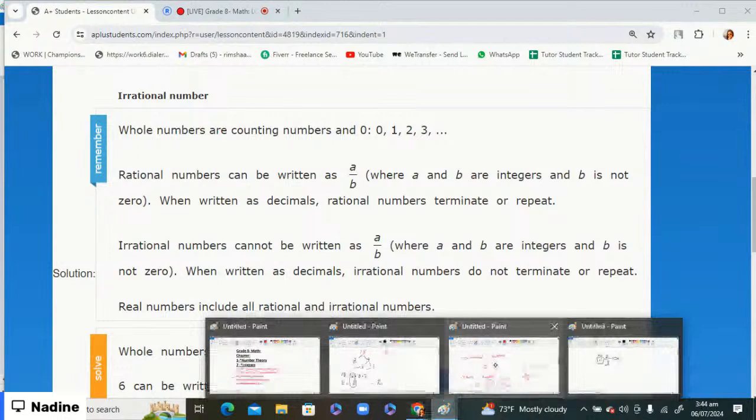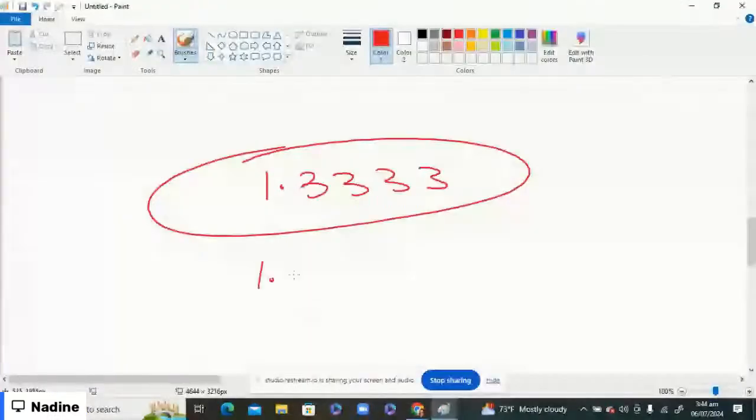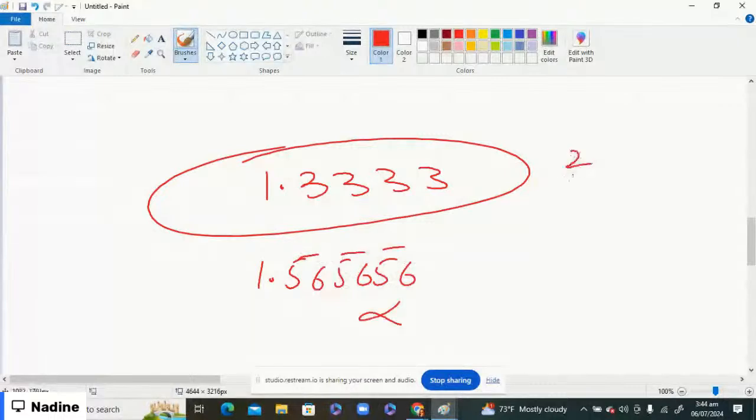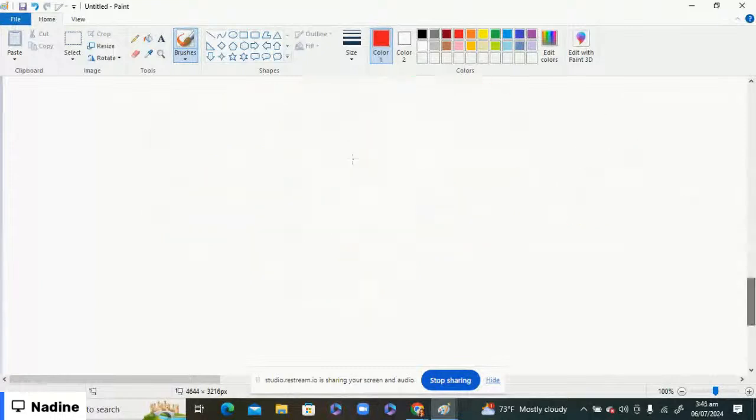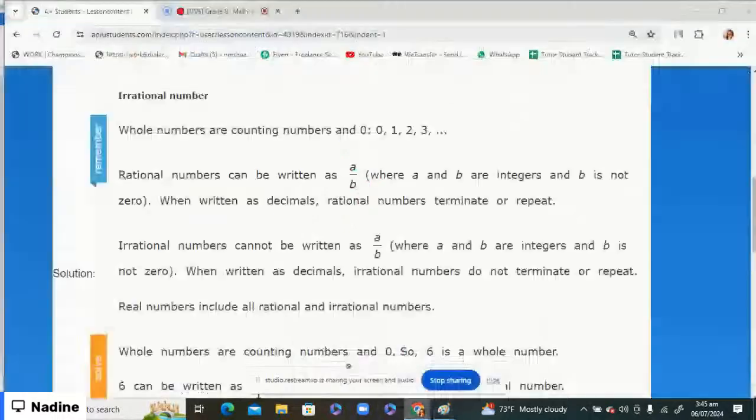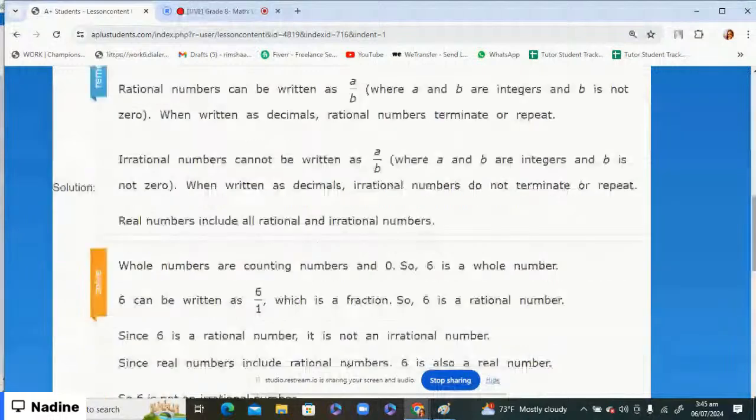If the numbers are in the form of 1.56, with 2 numbers repeating, this is also not a rational number. If there is 2 by 3 and they ask whether it is an irrational number, you can say no, it's a rational number. Only the rational number is 2 by 3, but it is not irrational. Okay. So the real numbers include rational and irrational numbers.